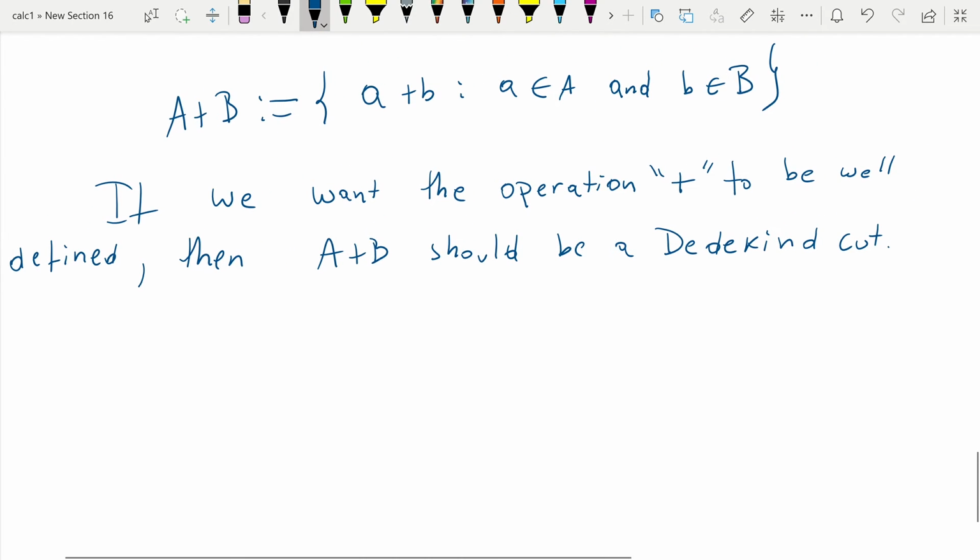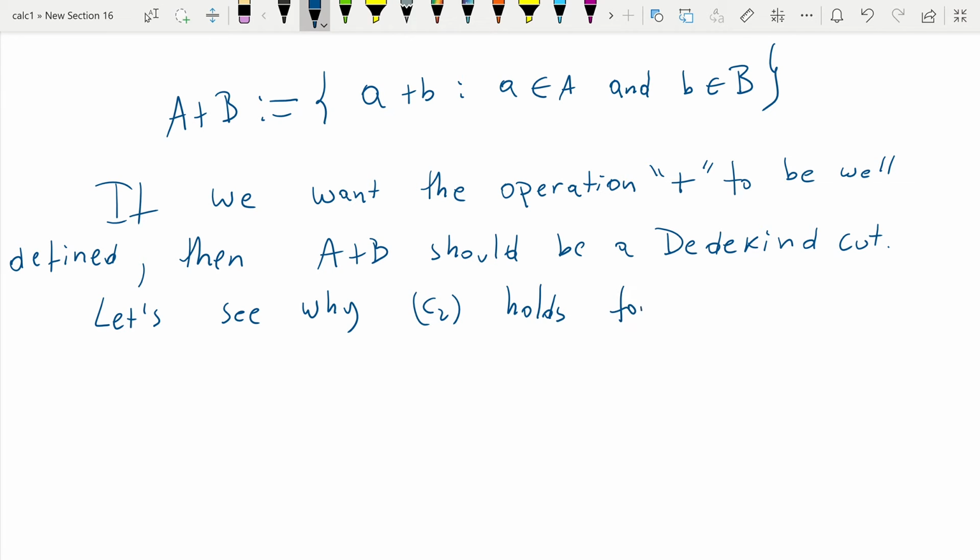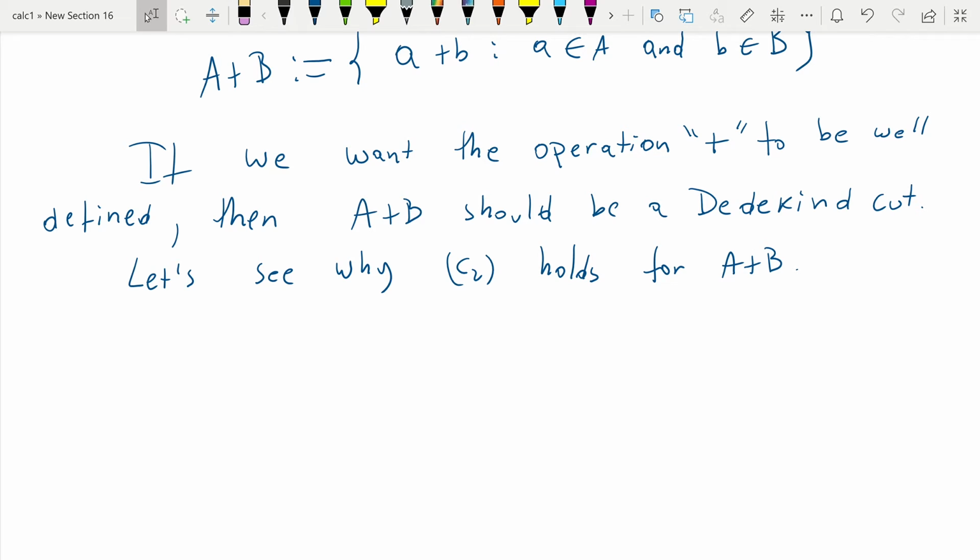But let's see why C2 holds for this definition of A plus B. Remember, what we want to show is if we have an element in A plus B, then any rational number smaller than that element should also be in A plus B.